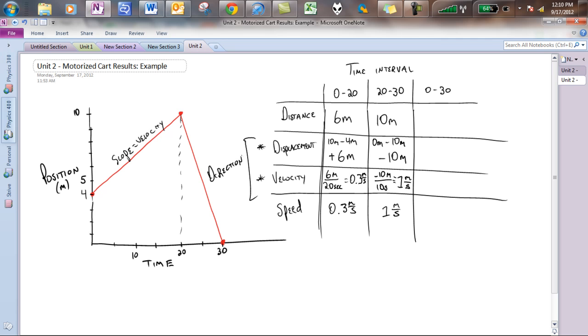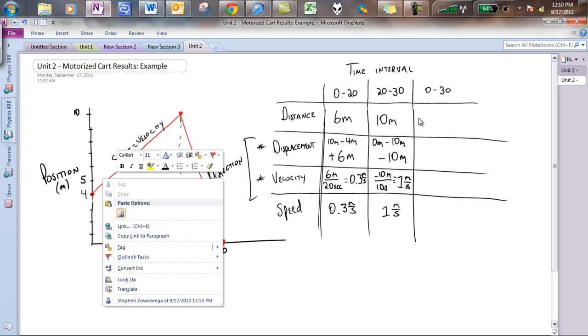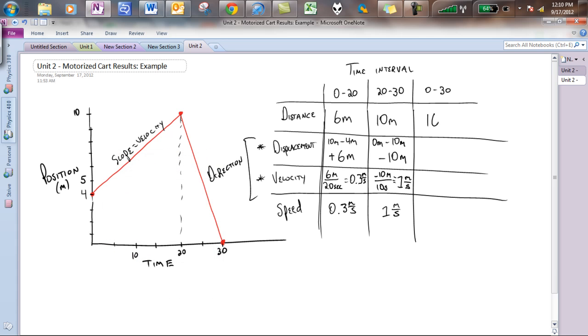And finally, we take a look at the total distance moving from the beginning, our first time interval of 0 seconds, all the way to 30 seconds. Total distance is going to be pretty simple. It's everything that we've covered. In this case, our total distance is 16 meters.